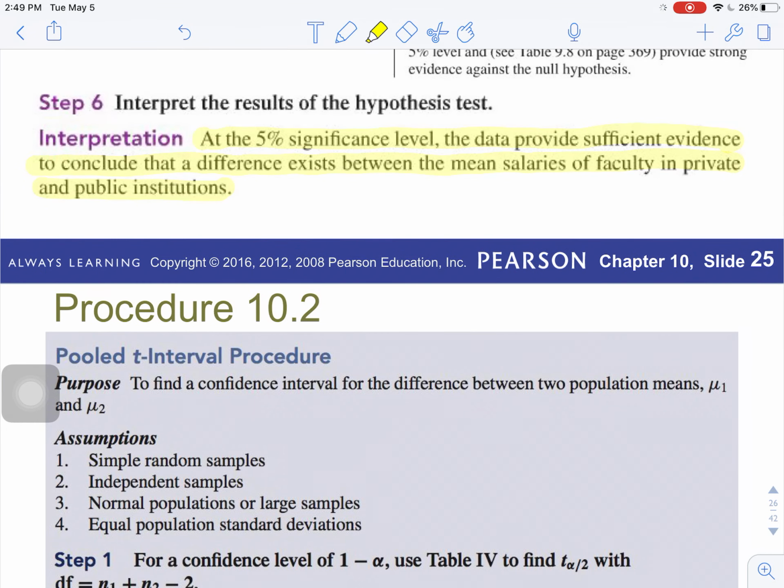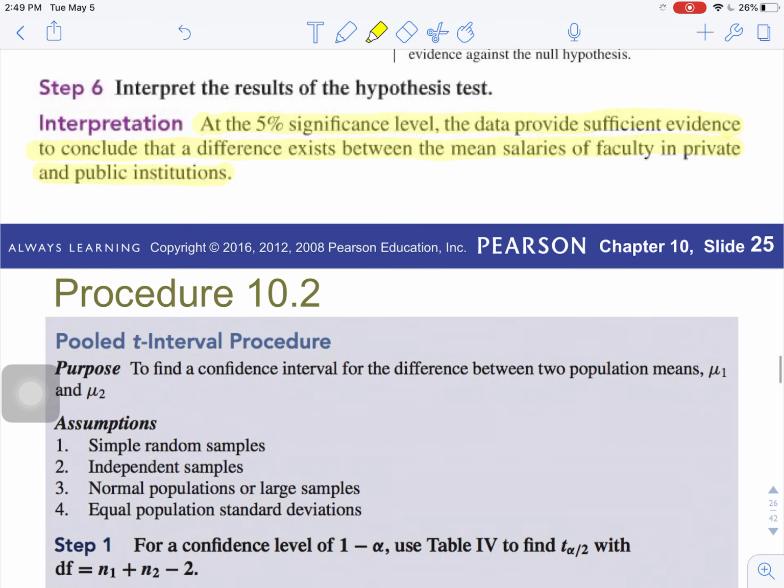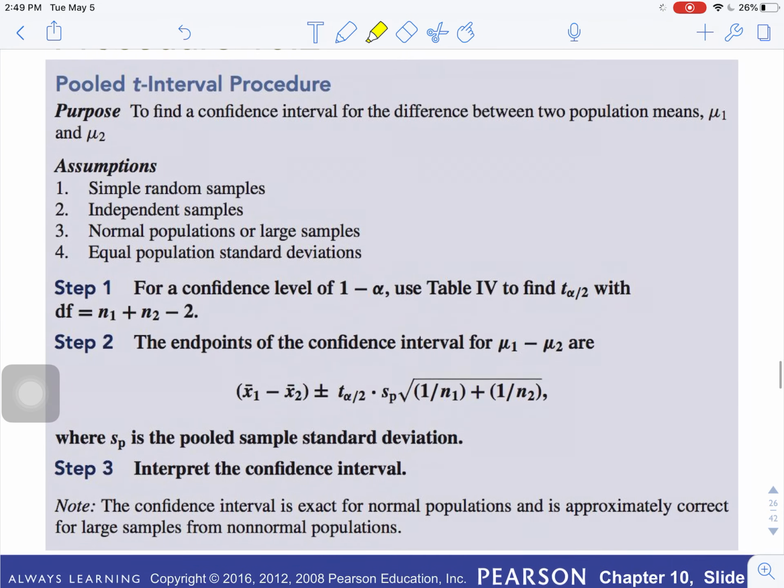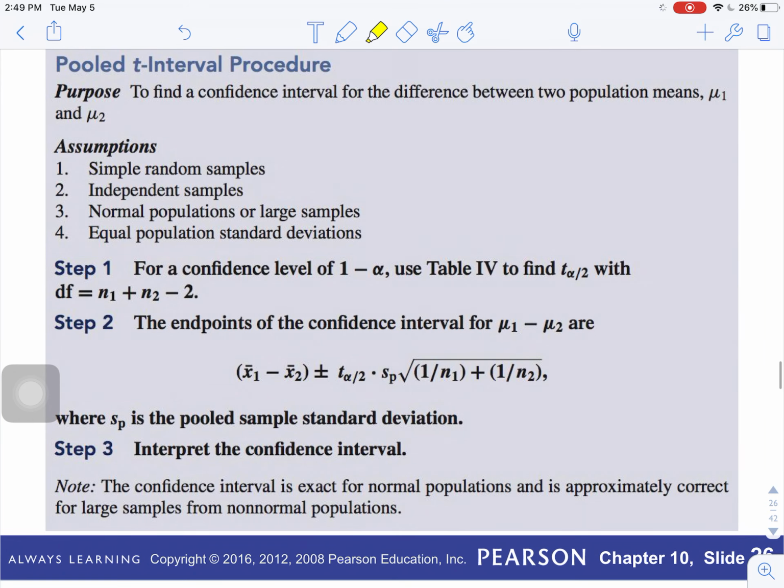Whenever I'm asking for an interpretation, you can use that exact same interpretation. You just need to change the numbers as you see fit. So our next question that we have to answer is, we found that a difference does in fact exist, but we want to know how much is that difference. So that's where we're going to be doing a confidence interval, where we're going to be adding and subtracting again.